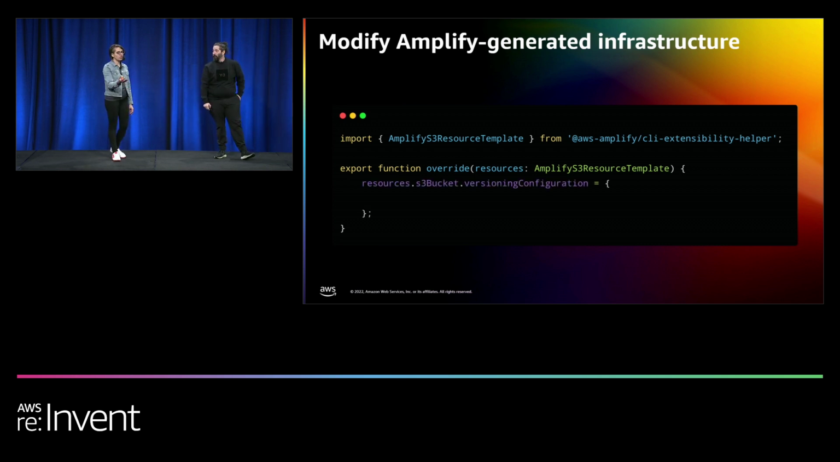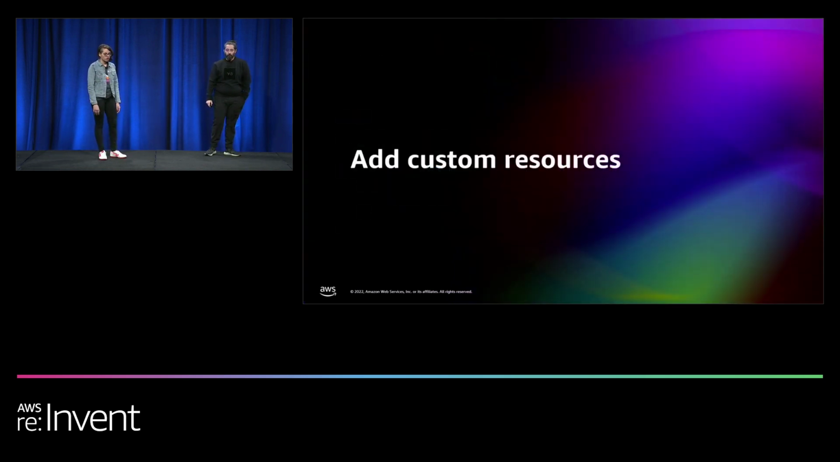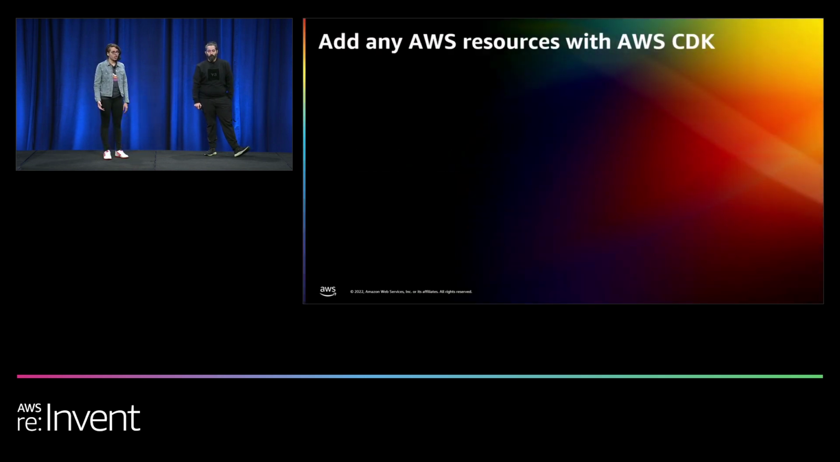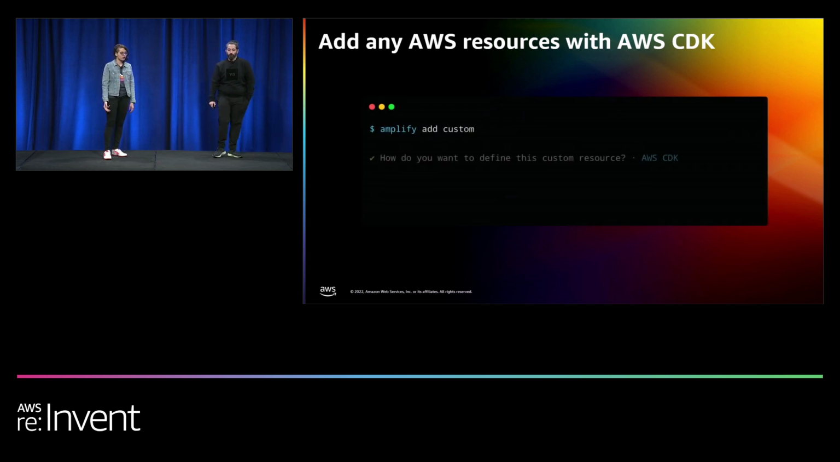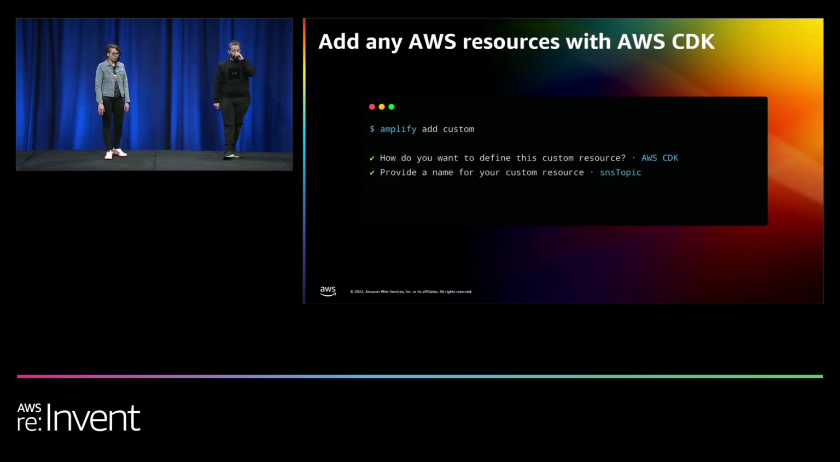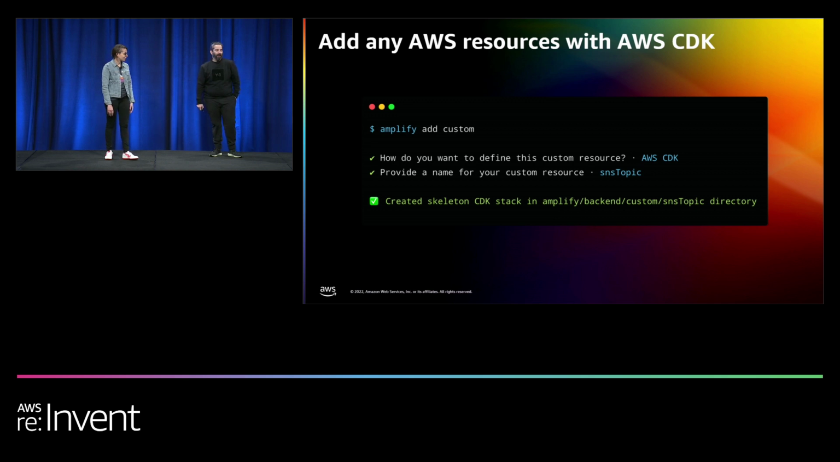So this is how you would override an Amplify generated component. You would just say versioning is enabled. And something else that Amplify can do, if you want to use something that's not in one of those 15 or 16 categories that we showed, you can add custom resources using either CDK or CloudFormation. You just run Amplify add custom, and it will ask you if you want to use CDK or CloudFormation. We are more CDK type of persons.